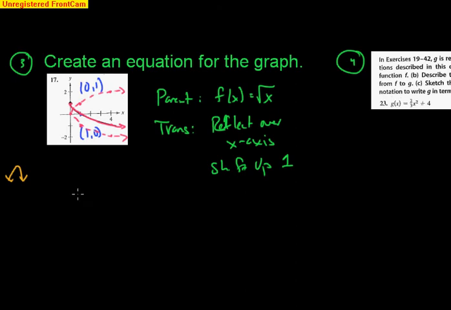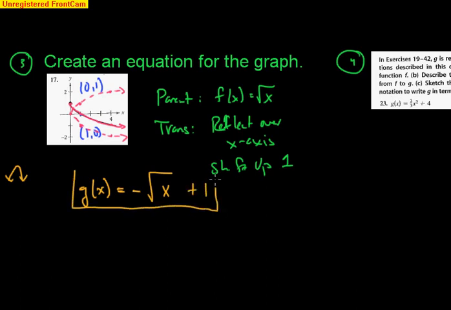How do I create the equation? Well, I have to know what these two transformations mean. A reflection over the x-axis means a negative out in front of the function, vertical reflection. A shift up 1 means plus 1 on the outside. So the only thing inside the square root is the x. But now we add 1. And that would give us a reflection over the x-axis and a shift up 1, which is the equation of that graph.